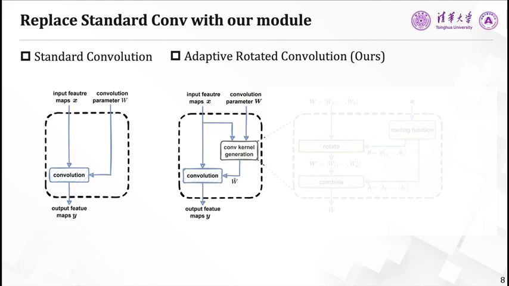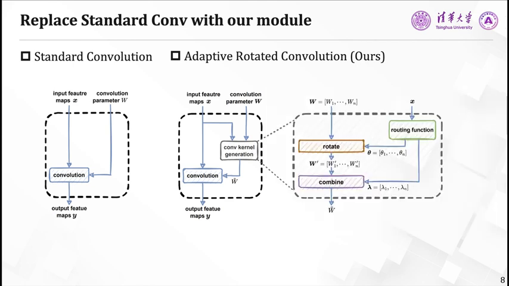Compared to standard convolution, which uses static parameters, our proposed adaptive rotated convolution generates the final parameters by rotating and combining the predefined parameters in a data-dependent manner to enhance the representation ability for rotated objects.